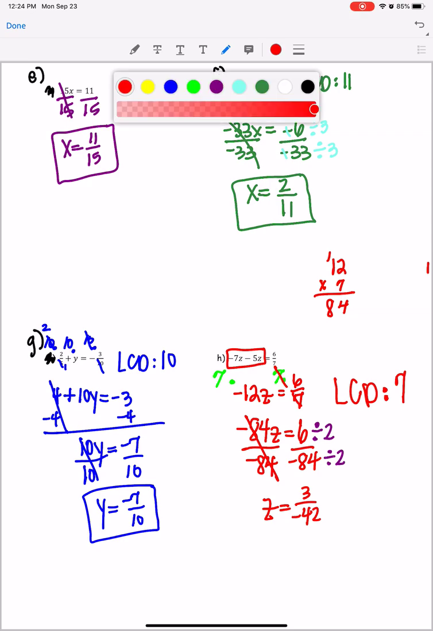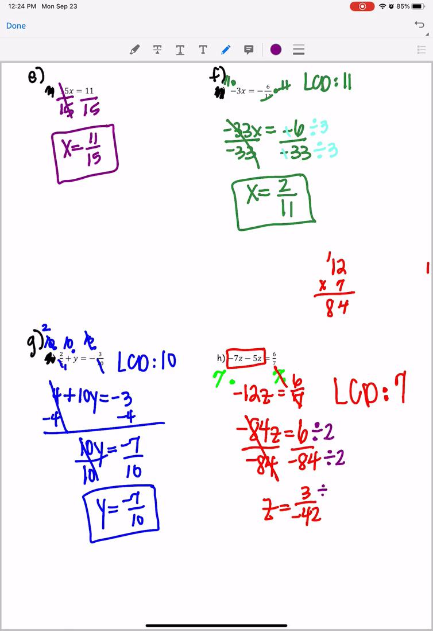Those are both still divisible by 3. So divide by 3. Divide by 3. So my final answer is going to be 1 over, 3 divided by 3 is 1. And then 3 goes into 42. 3 goes into 4 one time. Multiply it out. Subtract. Drop down your 2. We get 14. So negative 14.